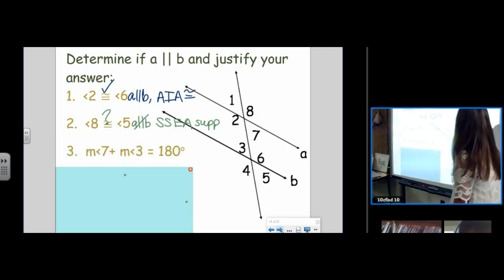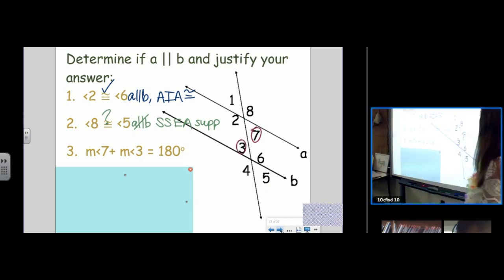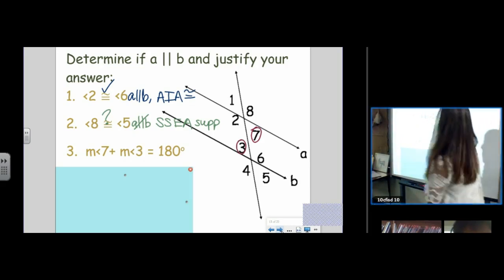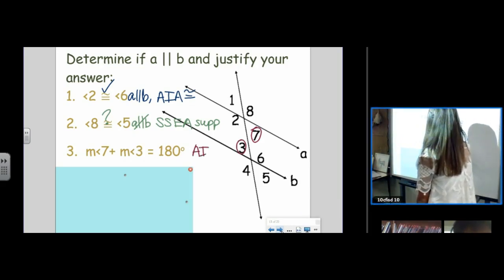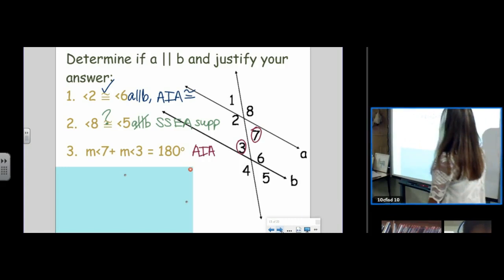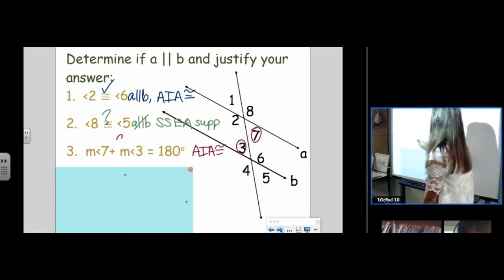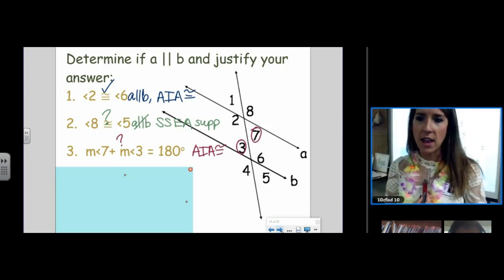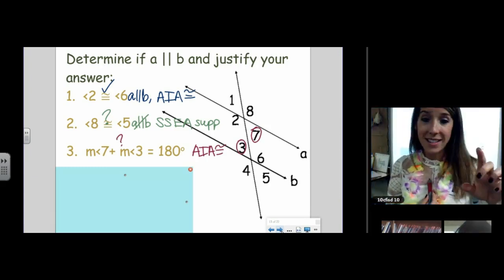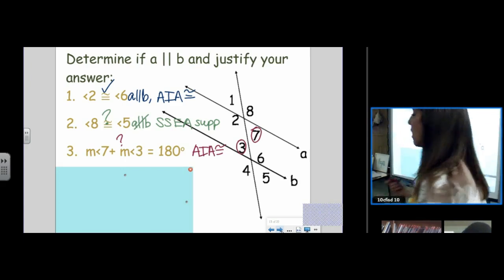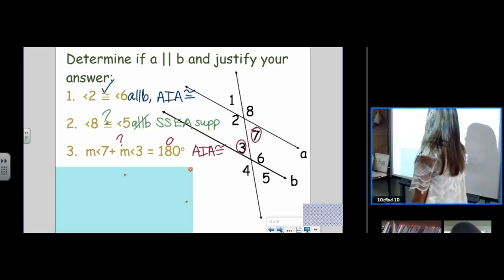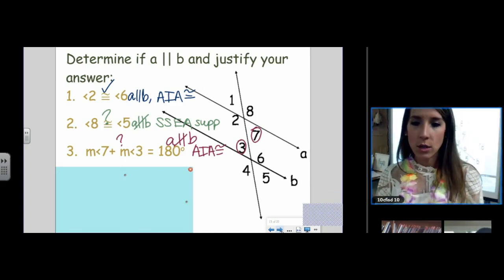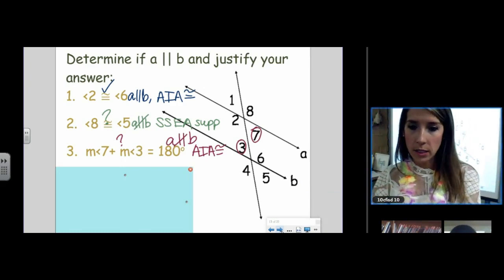Measure of angle 7 plus the measure of angle 3 equals 180. Oh no. Those are alternate interior angles. They're supposed to be congruent, but it's saying that they're supplementary. I'm not saying that that's wrong. They could be supplementary, but it doesn't force parallel lines. So they are supplementary, but that's not what we wanted to happen. That's the wrong hypothesis. So A is not parallel to B.